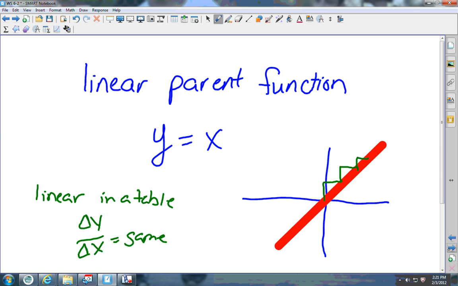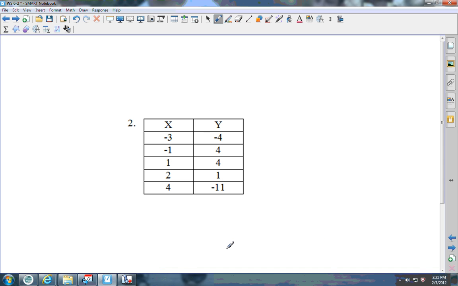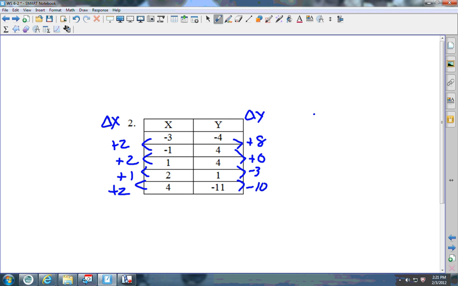All right, let's skip to this next one and figure out which one this is. Let's go delta y, the change in y: +8, +0, -3, -10. Delta x: +2, +2, +1, +2. Delta y divided by delta x, 8/2 is 4.